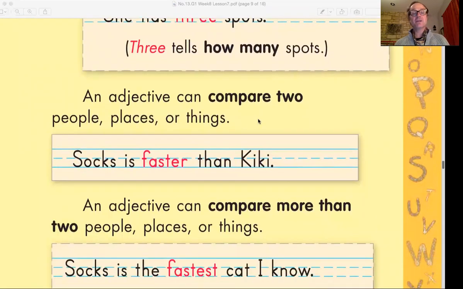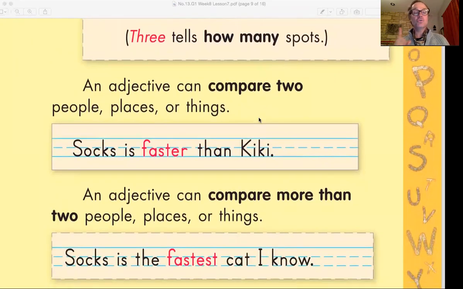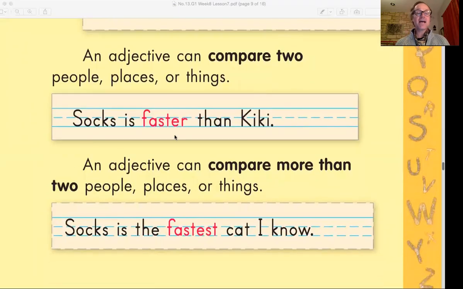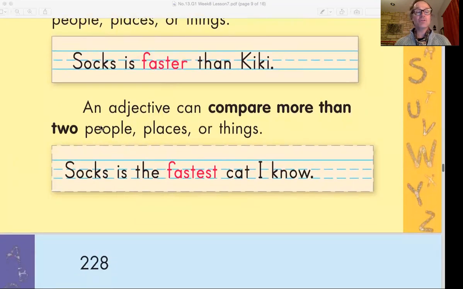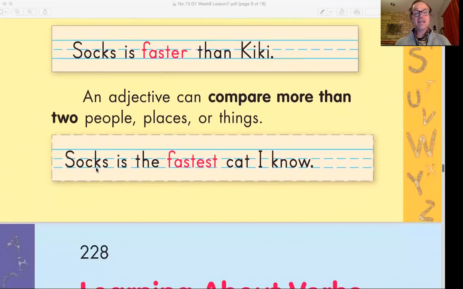An adjective can compare 2 people, places, or things. Socks, that must be the name of one cat. Socks is faster than Kiki. Faster, that's an adjective. An adjective can compare more than 2 people, places, or things. Socks is the fastest cat I know. Out of all the cats, Socks is the fastest.